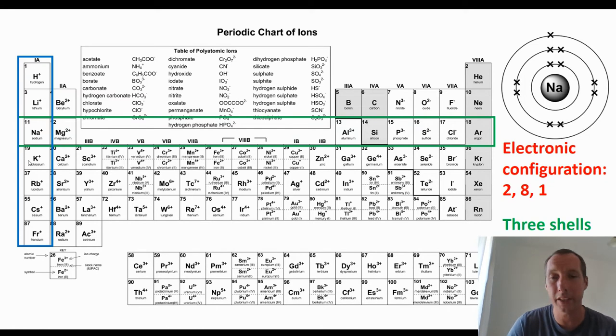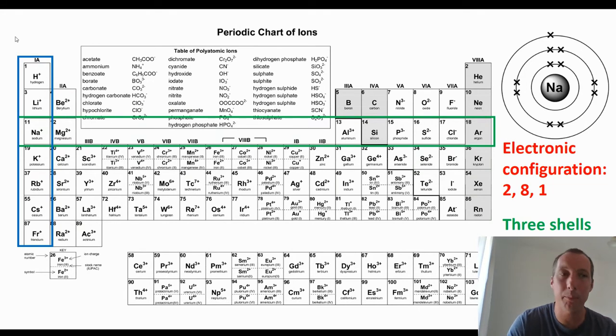Okay, so the position in the periodic table tells you really everything you need to know about the electron structure of an atom. So for example, if I look at lithium, I know, well, it's going to have 2 shells, 1 electron in the outer shell. Okay, if I look at chlorine, I can say it's going to have 3 shells because it's in group 7, it's going to have 7 electrons in the outer shell.